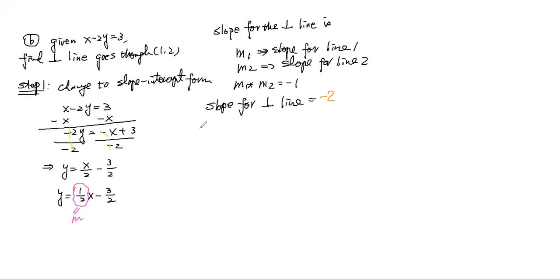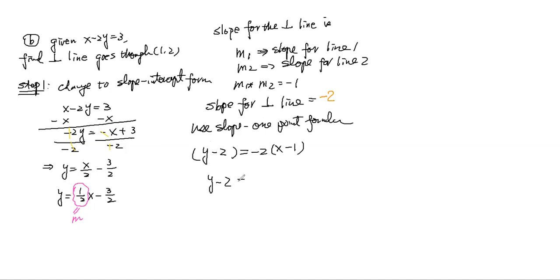And now, using the slope and one point, the point-slope formula, I can finally find it. So it's y minus 2 equals negative 2 times (x minus 1) here, right? Now let's simplify it a little bit.